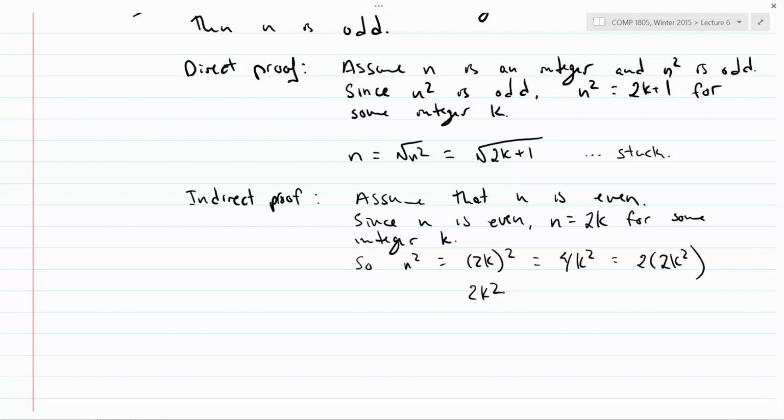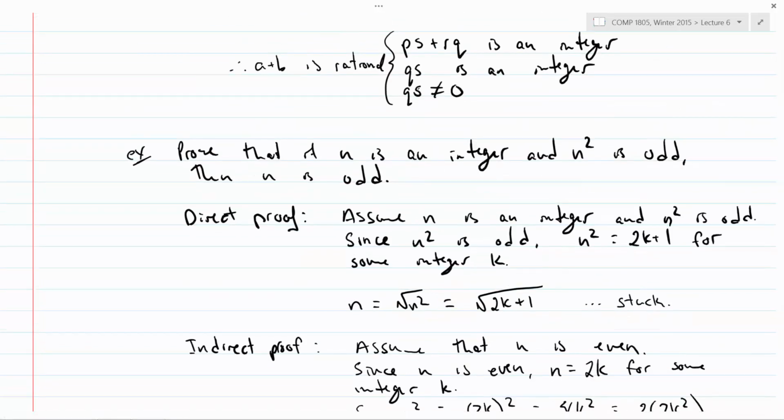Yep? But if we're taking the contrapositive, then don't we have to say that n is not an integer? If you're taking the contrapositive of this statement. So the negation of this statement would be n is not an integer, or n squared is even. So if we show that n squared is even, then it's still true. It doesn't matter whether or not n is an integer. All right. Yeah. Other questions?